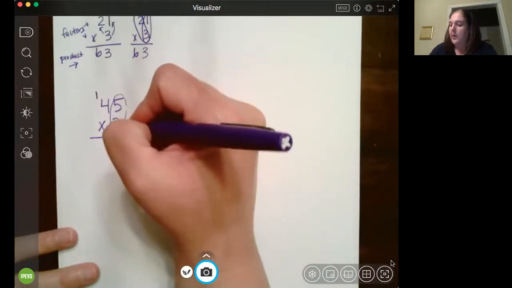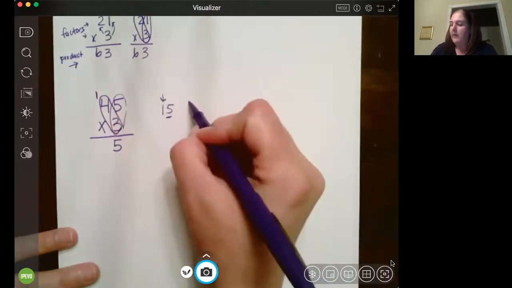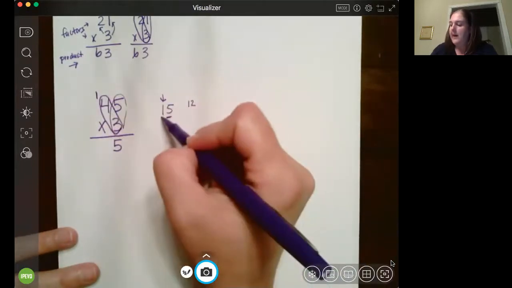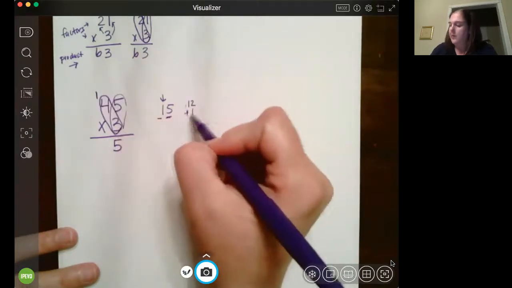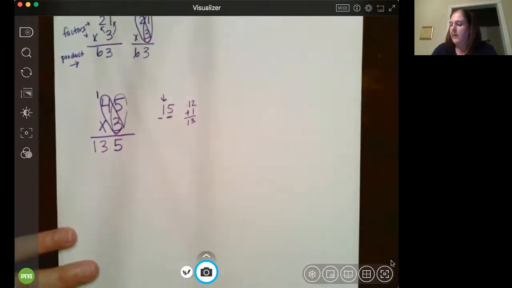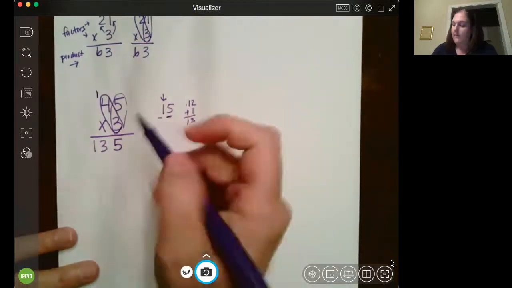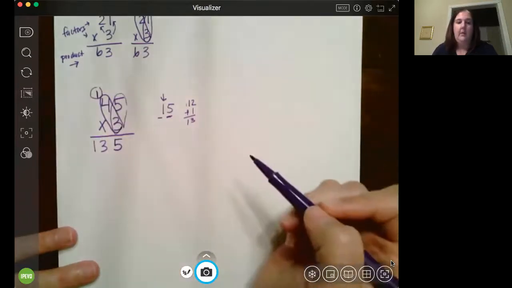We're going to go on right now and take the 3 times the 4. That's 12. But we've got to add in this 1 that we carried over. So 12 plus 1 is 13. So that's what we write here: 135. 4 times 3 is 12, plus the 1, which is 13.